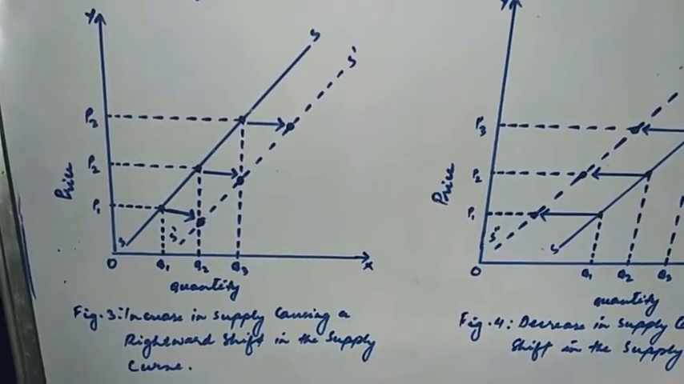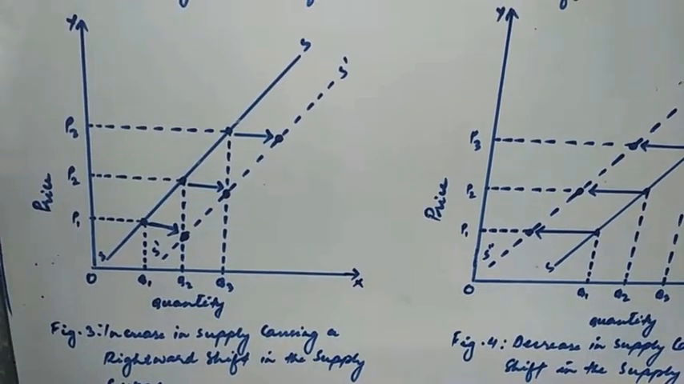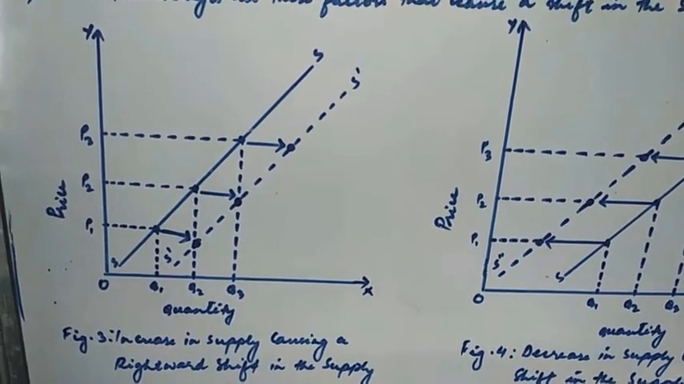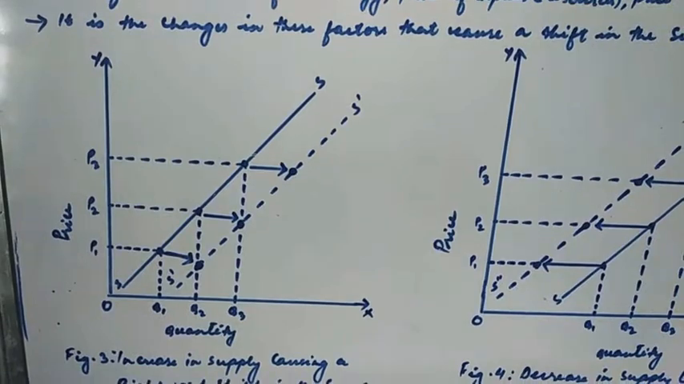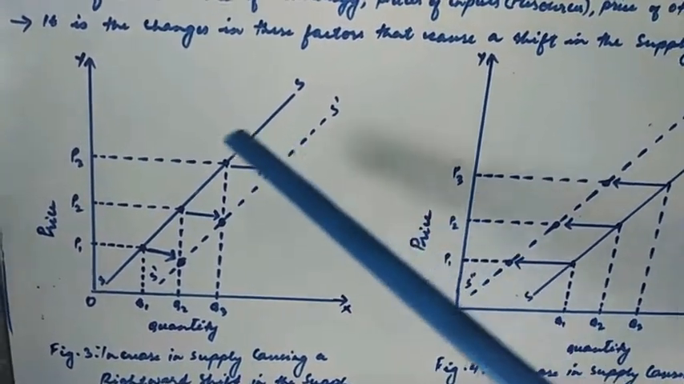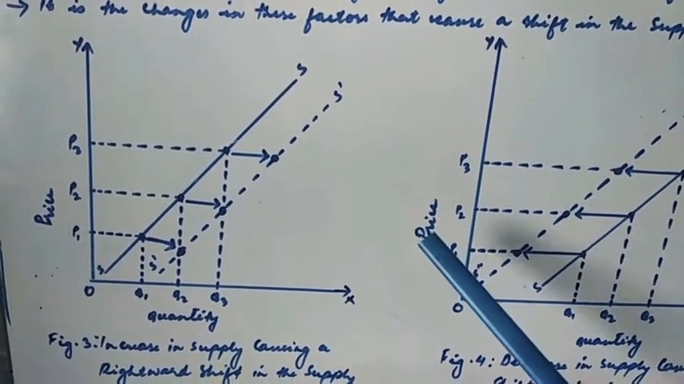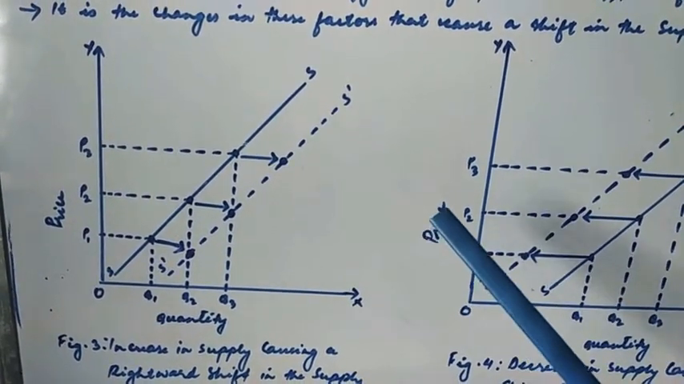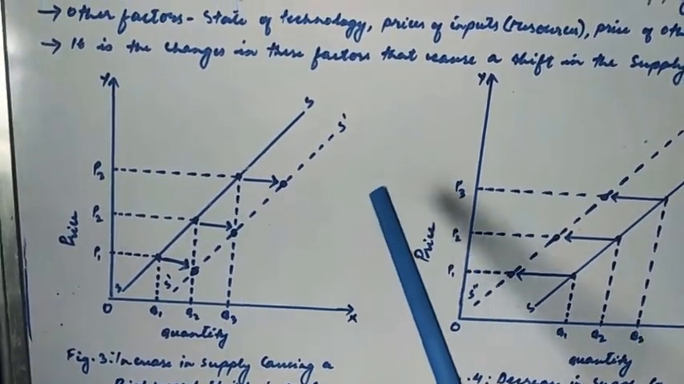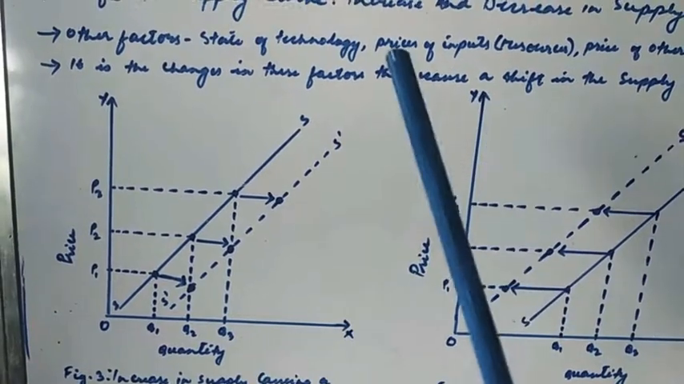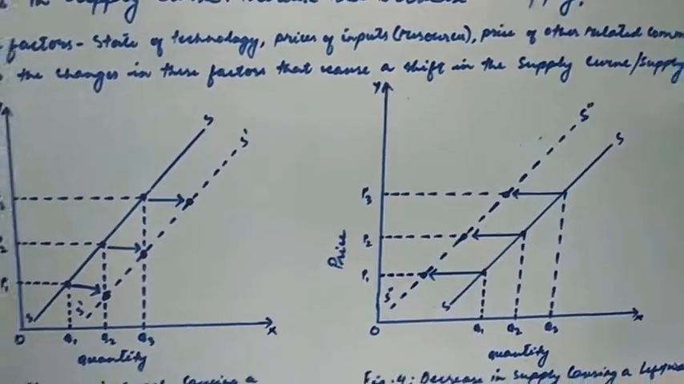So what we can say is that change in supply or shift in supply refers to the changes in the supply curve due to changes in factors other than the price. So we are not considering price here. We are considering other factors that can determine supply, such as the state of technology, price of inputs, and price of other related goods.